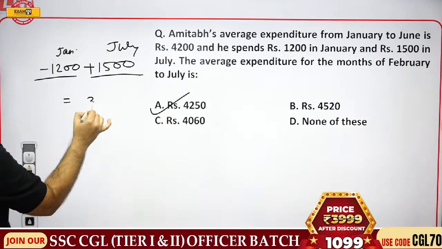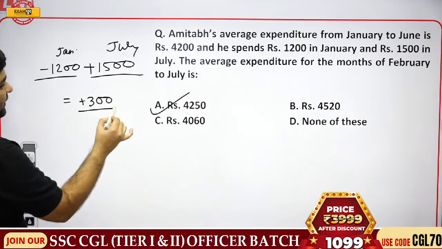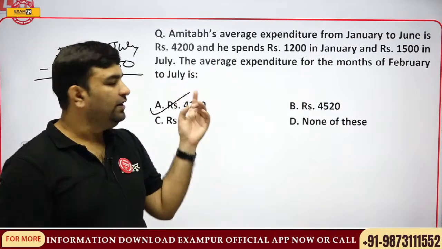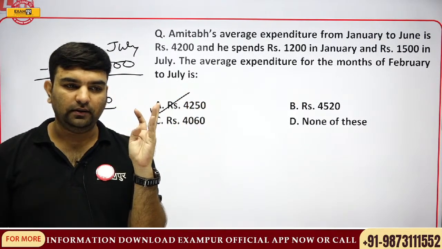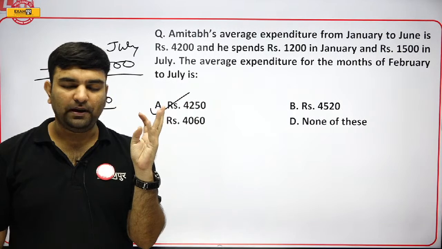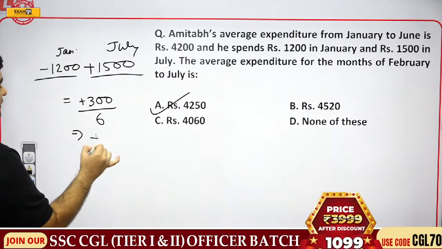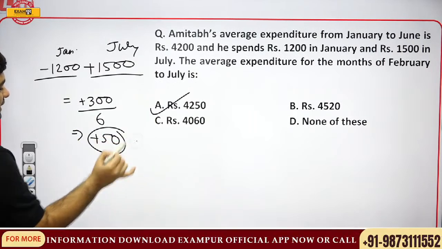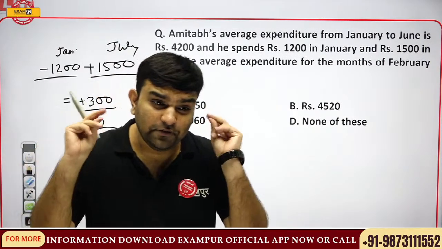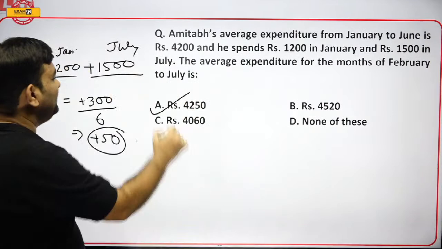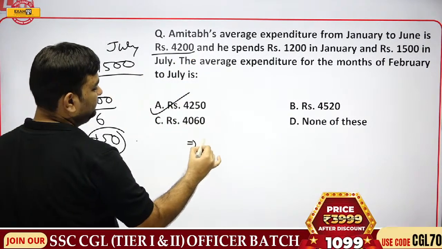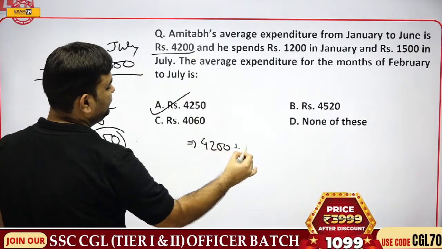So overall gain of 300 divided in February to July, 1, 2, 3, February, March, April, May, June, July, divided in 6 months. So everyone will get an increment of 50. So your new average is 4200 plus 50.